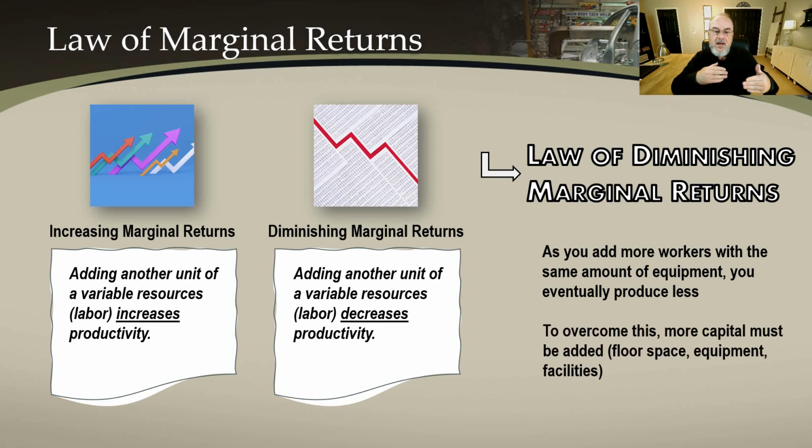To overcome that, you have to take more capital, more money, and create more floor space, maybe a bigger kitchen, maybe different kinds of equipment with different technology, maybe different facilities. Okay? The law of diminishing marginal returns has to do with production. And it means that at some point when we add more workers, we get less out of them. And that's something that we have to track and be aware of.